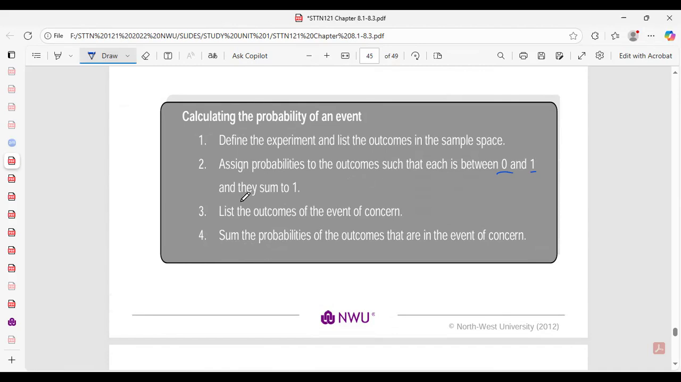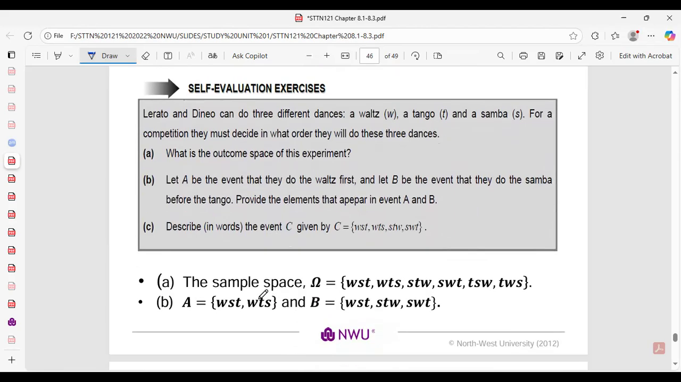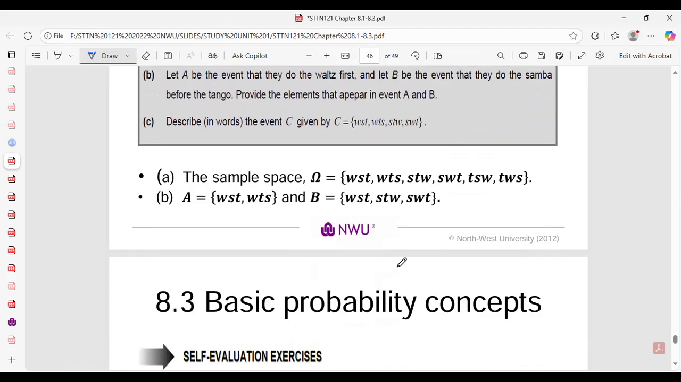You will understand this one when we do the random variables. When you add the probabilities of the function, they must give you 1. You understand this one when you reach that part. This is an example that you can do, a self-evaluation exercise.